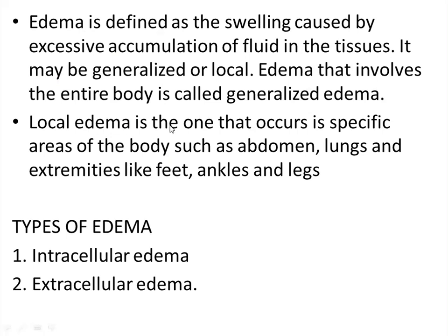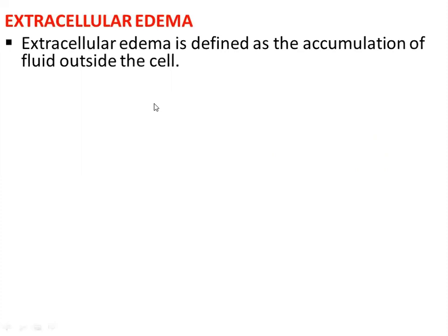Local edema occurs in a specific area of the body, such as the abdomen, lungs, and the extremities like feet, ankles, and legs. These are local edema and generalized edema. Then we will see the types of edema: intracellular edema and extracellular edema. Extracellular edema is defined as the accumulation of fluid outside of the cells, right?